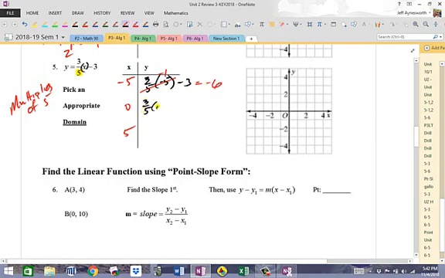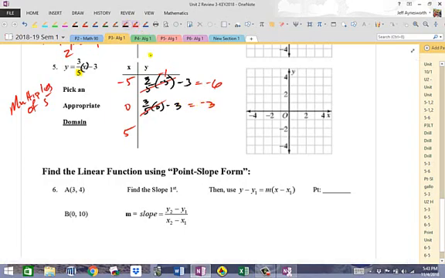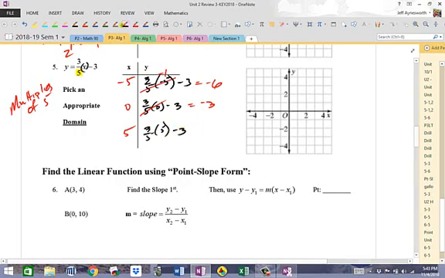And then dealing with 0 is easy. 3/5 times 0 is just 0, minus 3 is -3. And then 3/5 times 5 minus 3, well, let me see. 3/5 times 5, 5 divided by 5 is 1, 1 times 3 is 3, minus 3 is 0. So here we go. Left 5 down 6, which is here. 0 comma -3 is here, and 5 comma 0 is right 5.